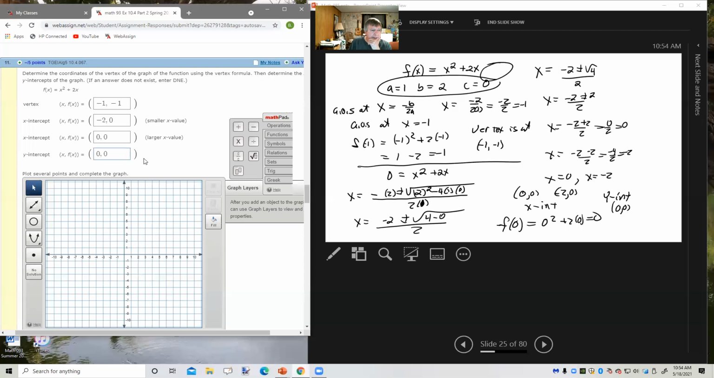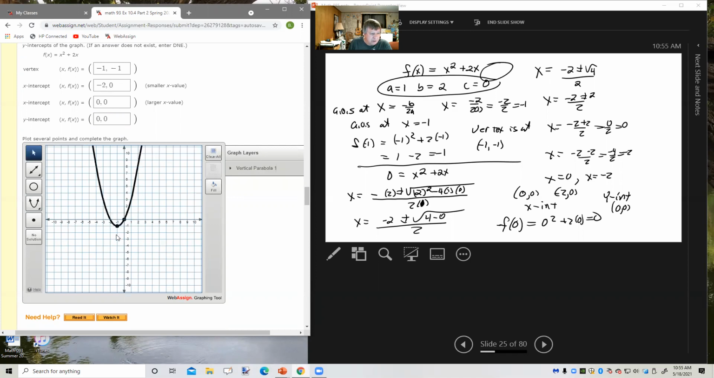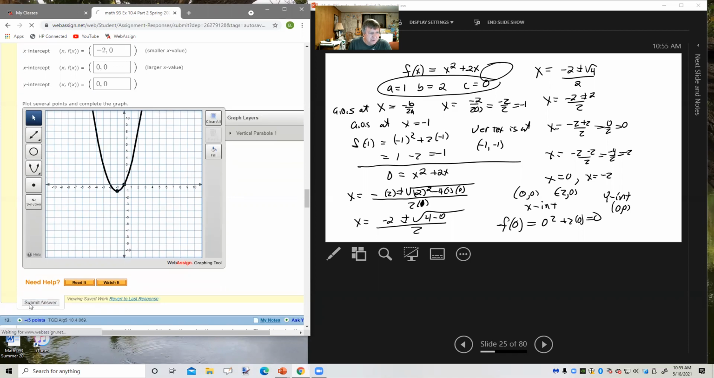Okay, now we're going to graph this thing. The vertex is at -1, -1. Always look at the scale on these graphs because sometimes they change the scale. So -1, -1 is right there. And then we can use any of these points, just one point. How about the origin? And there we go. All right, let's see what it says.